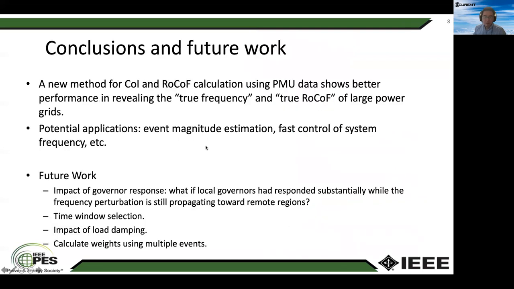And this is the conclusion and future work. We proposed a new method to calculate COI frequency and RoCoF of the large system, and it has potential applications in event magnitude estimation and faster control of system frequency, etc. The future work will be considering some impact factors like the governor response and also load damping. We also think that the time window selection may impact the accuracy of the approach, and it may also be possible to use multiple events to calculate optimal weights.